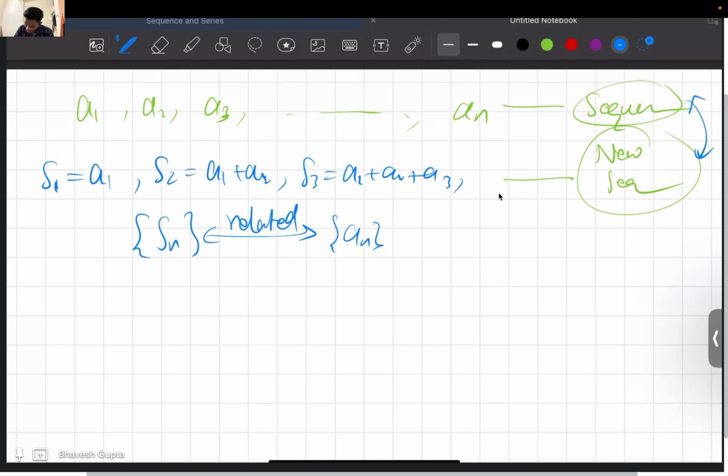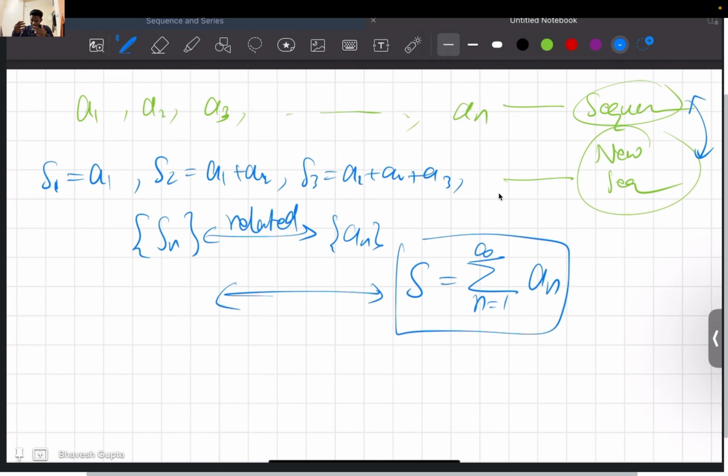And so if someone asks me that I have a series, for example this, so what is the value of s? Instead of talking in this language, alternatively you can talk in this language, right? They are again related, and how they are related, as you can see from above. So this is the idea of partial sequences, partial sums.